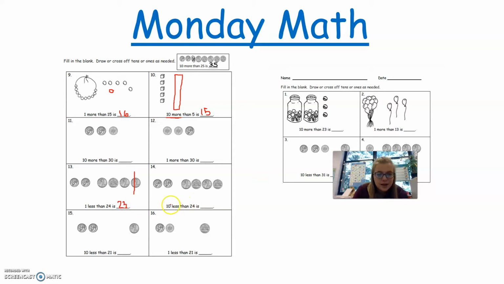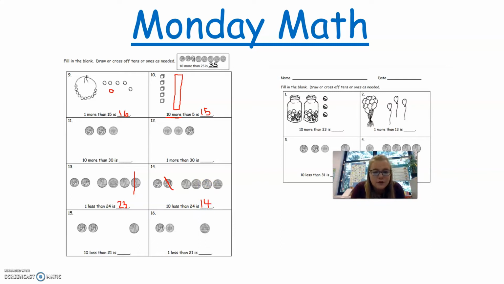10 less than 24. So now I want 10 less than 24. This time I'm going to cross out a dime because they're worth 10 and I want to know less. So for less you're crossing out. I'm going to count how many I have left. 10, 11, 12, 13, 14. Okay.